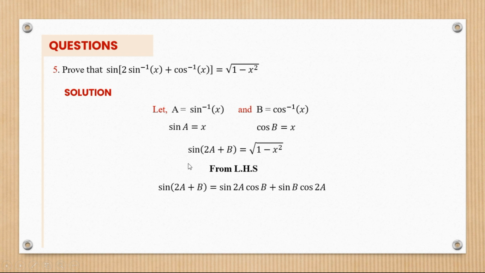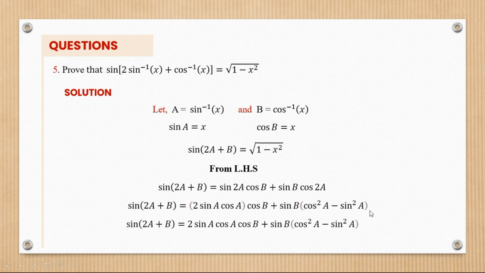So now when we look at the left hand side, we can actually expand it. When we expand it, we have sine 2a cos b plus sine b cos 2a. But we know that sine of 2a is the same as 2 sine a cos a, because this is a double angle, and then this double angle cos 2a shall be cos squared a minus sine squared a. So now this is what we end up having. So multiply this in and we have 2 sine a cos b plus sine b times cos squared a minus sine squared a.